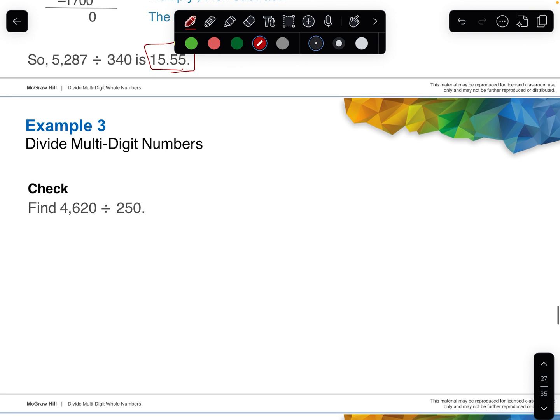All right, I want you to pause the video right here. Do this check problem on your own. 462 divided by 250.